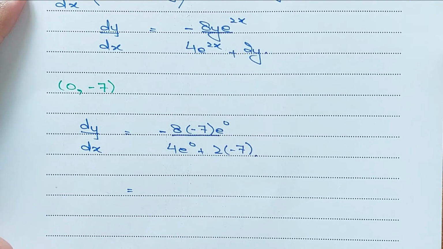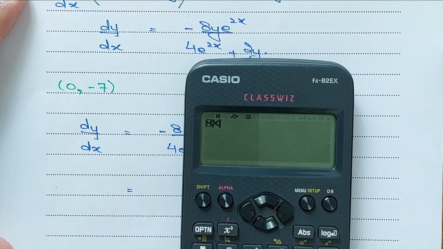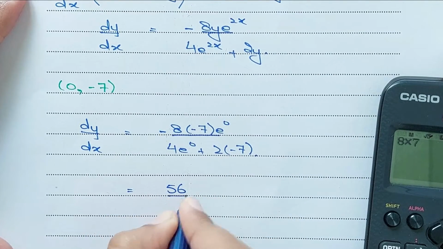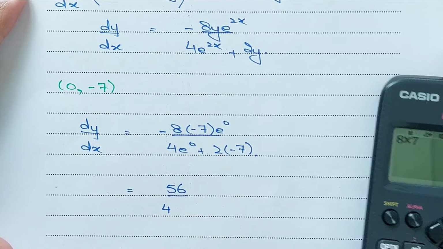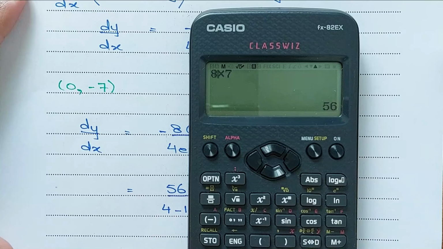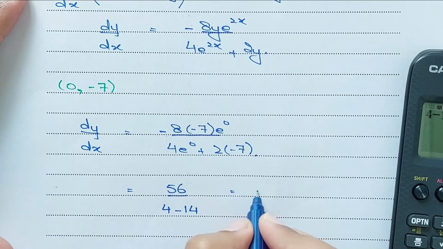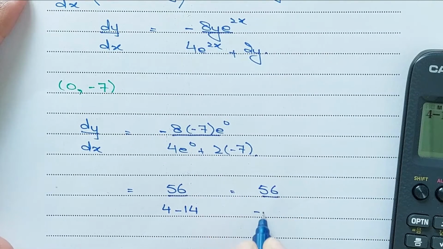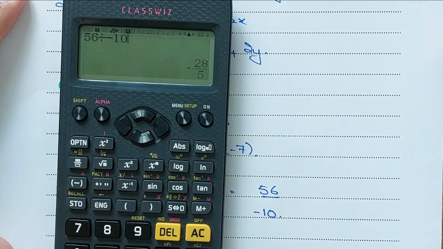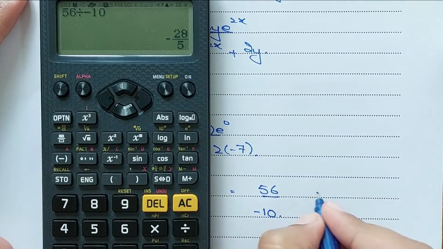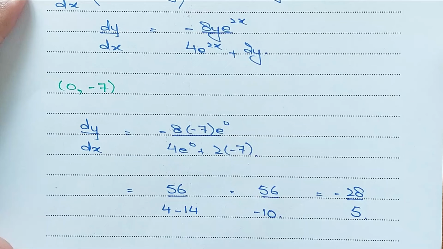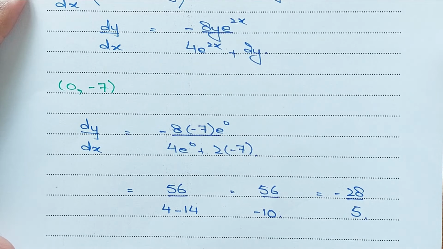Now we have minus 8 times minus 7, which is positive 56. E power 0 is 1, so 4 e power 0 is 4, and 2 times minus 7 is minus 14. So 4 minus 14 is minus 10. 56 over minus 10, right? 56 divided by negative 10 is minus 28 over 5. So the gradient of the curve at the point 0, minus 7 is minus 28 over 5.